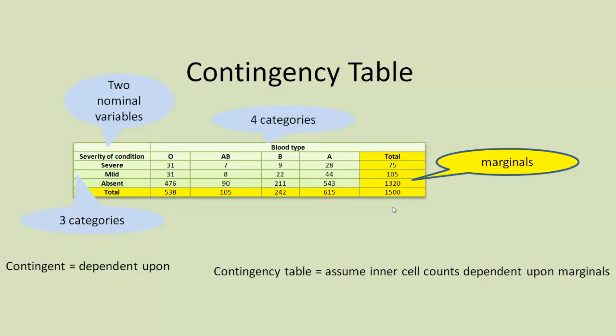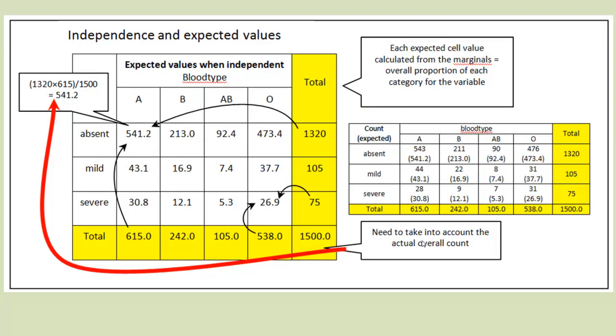Full details provided in the PDF notes, and we'll just look at this example quickly. So here is this example, and take our first value here, which is 541. This is the expected value we think should occur in that cell, taken from the marginal values. So we just multiply the marginal values and then divide by the total number.